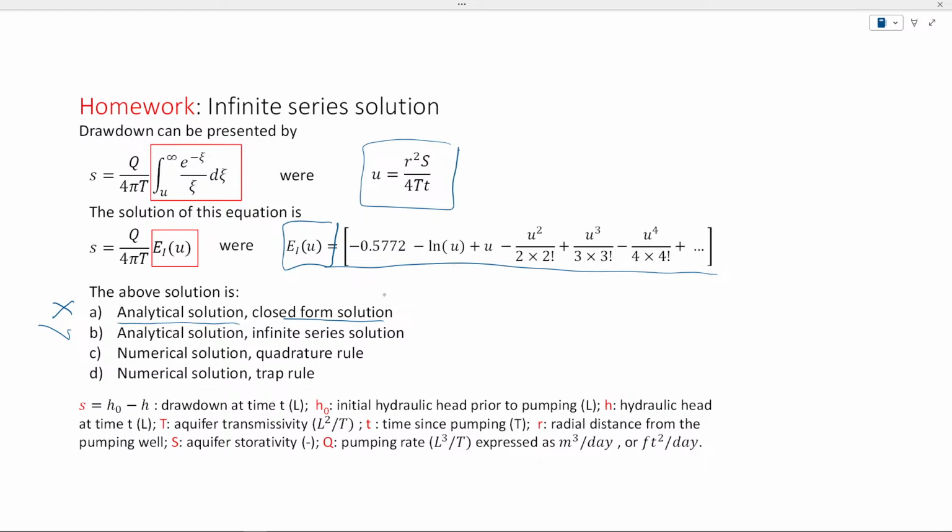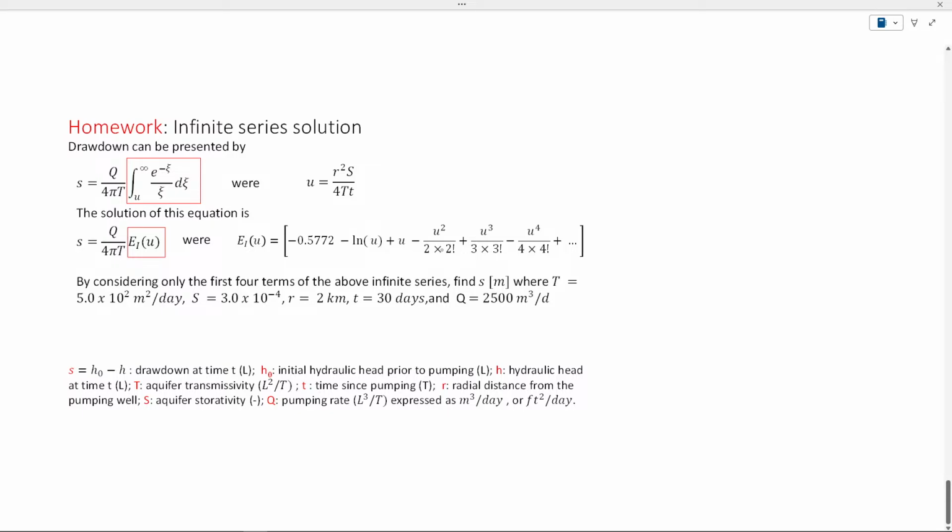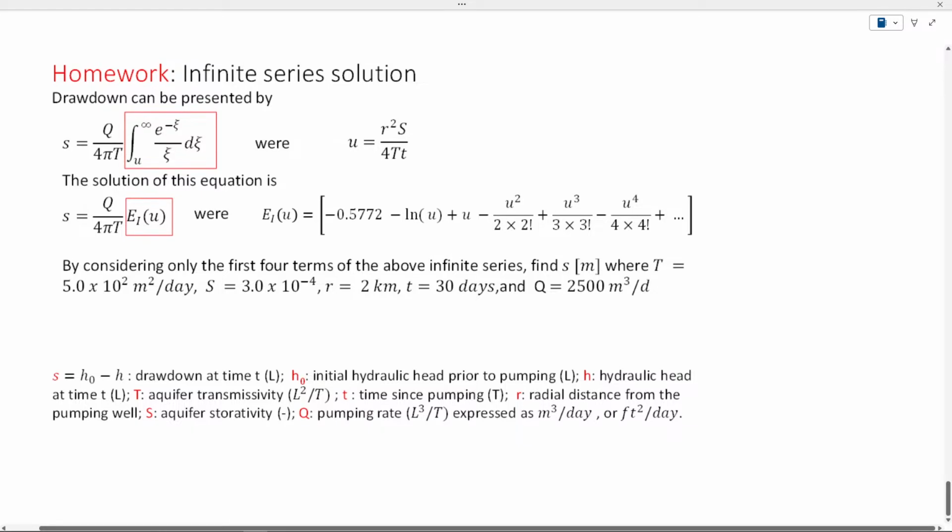So this is a numerical solution, quadratic rule. No, this is not a numerical solution. Quadratic rule is a famous way of doing numerical integration, but this is not the case. Numerical solution, trap rule: there is no such thing as trap rule. This is just a trap for the students who are not watching the video. And here I am giving you this problem just to solve simple stuff.